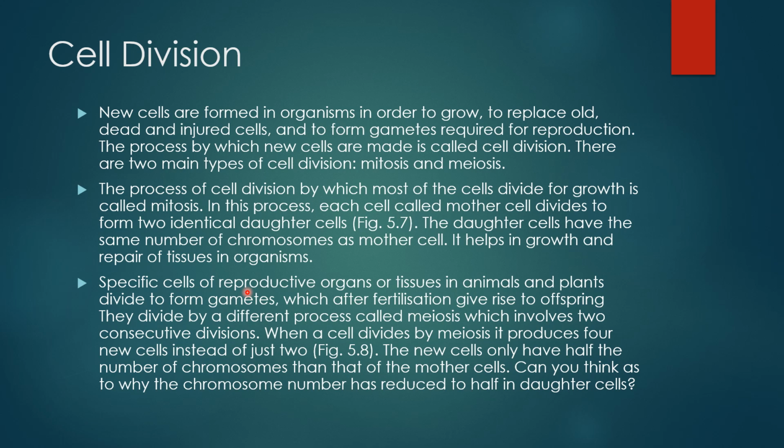Specific cells of reproductive organs or tissues in animals and plants divide to form gametes, which after fertilization give rise to offspring. They divide by a different process, and that process we call meiosis. It involves two consecutive divisions. When a cell divides by meiosis, it produces 4 new cells instead of just 2. The new cells only have half the number of chromosomes than that of the mother cells. Okay.